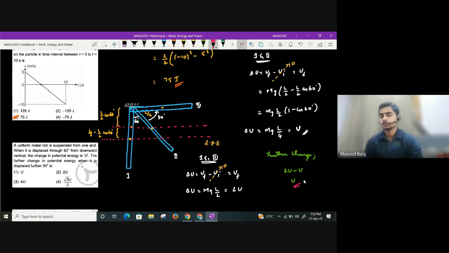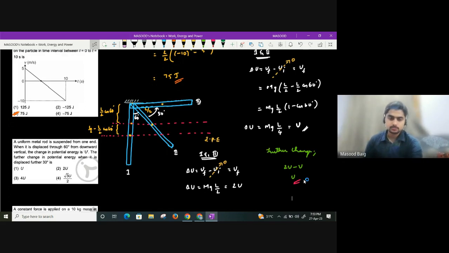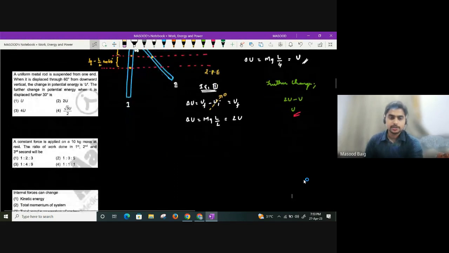Yes or no? Very important concept based on potential energy. Can you define potential energy? No, we cannot define potential energy at any point. If we are defining potential energy at a point, it has to be with respect to some zero potential energy level. Clear everyone? Yes or no? You understand all of you?